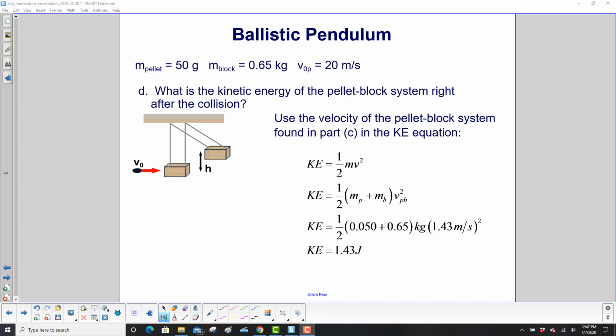Now we'd like to find the kinetic energy of the system right after the collision. Well, we found the velocity on the previous slide right here, and we know the mass. Okay, so here's our mass. It's the mass of the pellet plus the mass of the block times the velocity of the pellet-block system, the initial velocity once the collision happens, and make sure you square it. Put the numbers in, and we get a kinetic energy of 1.43 joules.